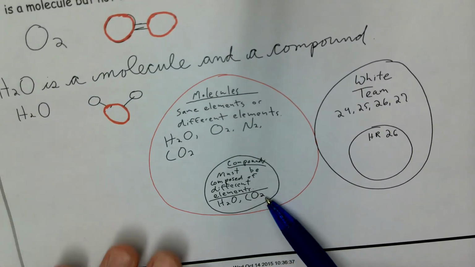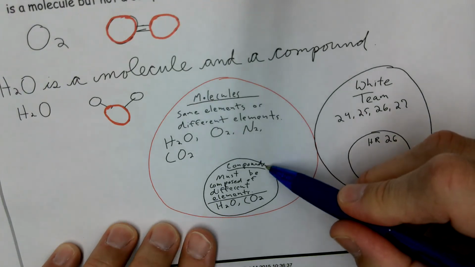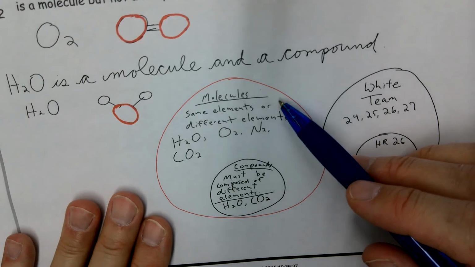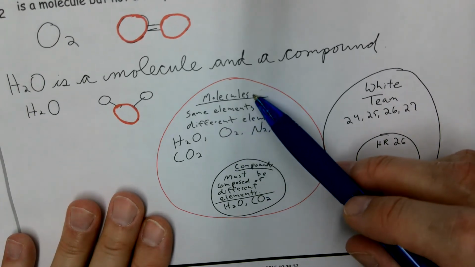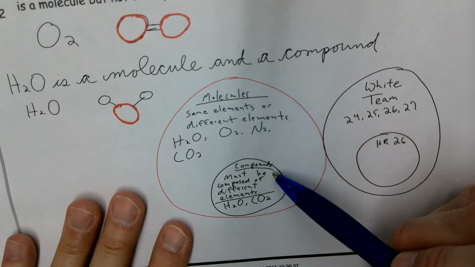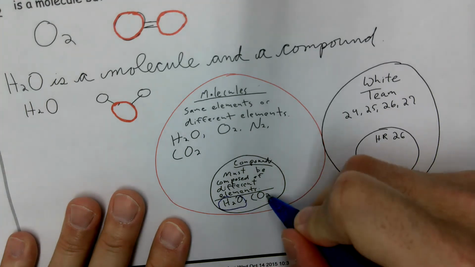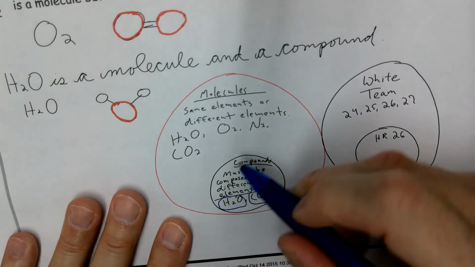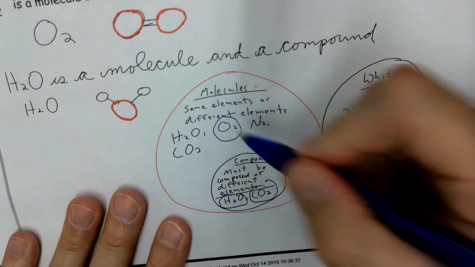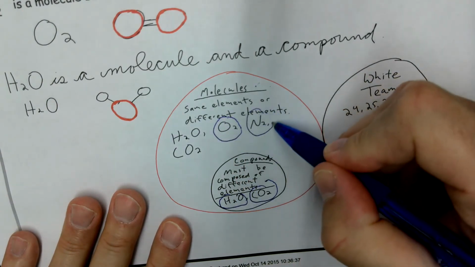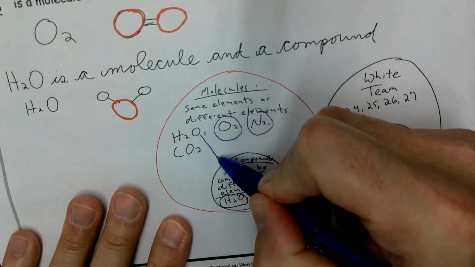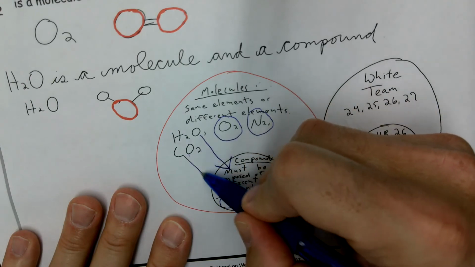So this is a review as well. Look, every compound is in the category of molecule, but not every molecule is in the category of compounds. Molecules are any two atoms chemically joined, but a compound must have different elements like hydrogen and oxygen or carbon and oxygen. O2 is a molecule, but it's not a compound. N2 is a molecule, but it's not a compound. But H2O and CO2, they are compounds. They're also molecules.